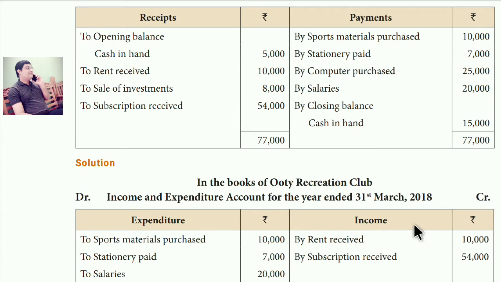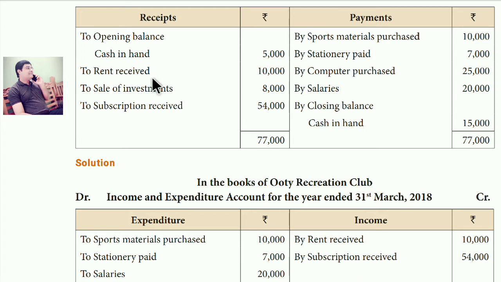Expenditure, income. Then see here, opening balance and closing balance is given in the question. Always remember, whenever we are preparing income and expenditure account, no need to write opening balance and closing balance. Always you have to write straight away answers. No need to write opening balance and closing balance in income and expenditure account. This will come only in receipts and payment, not in income and expenditure.